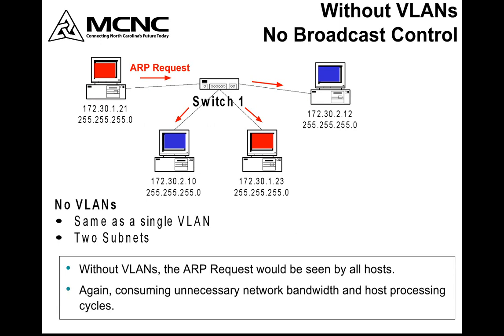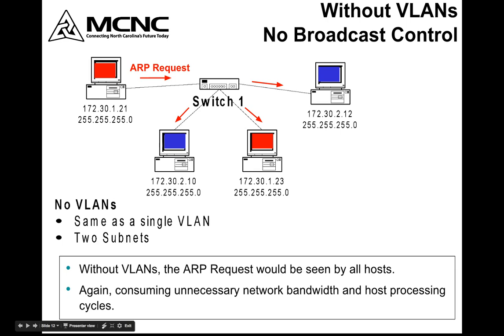So we've talked about broadcast control. Major benefit with VLANs: broadcast control. Here you'll see no VLANs, a flat network, everybody's on the same subnet. Or maybe they're not necessarily on the same subnet. You'll notice that they've got different IP addresses, but they're all on the same VLAN.